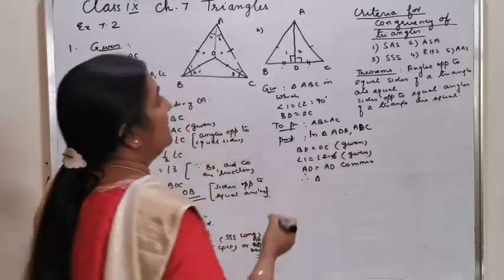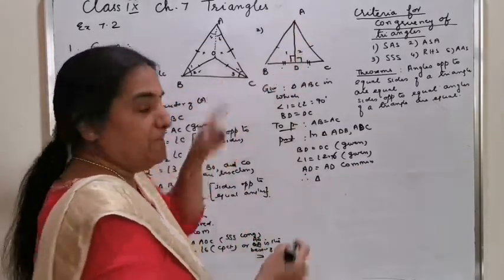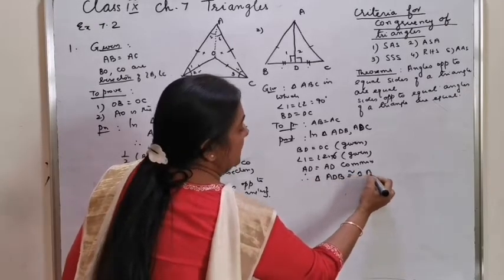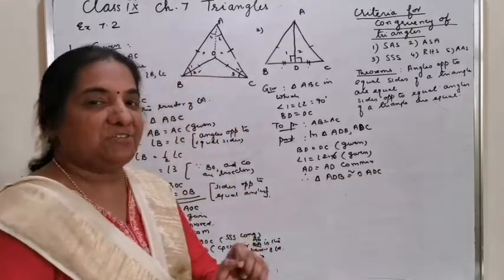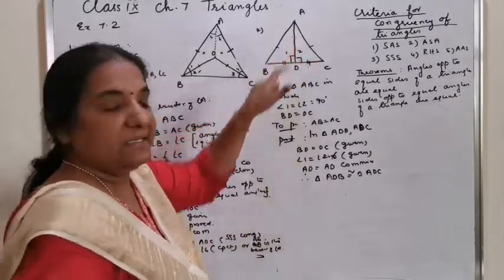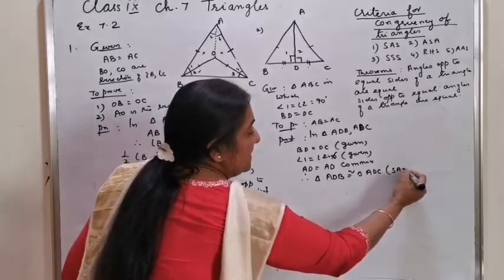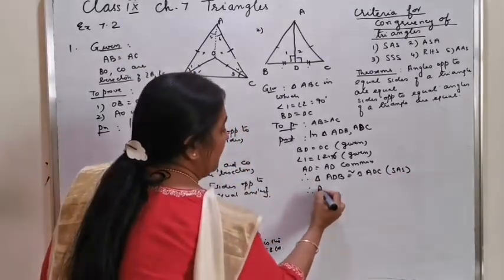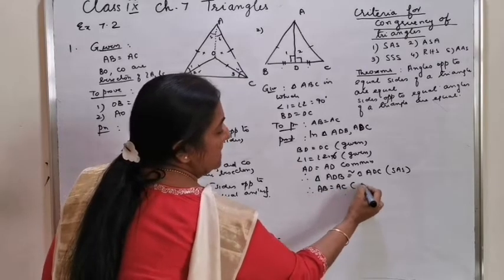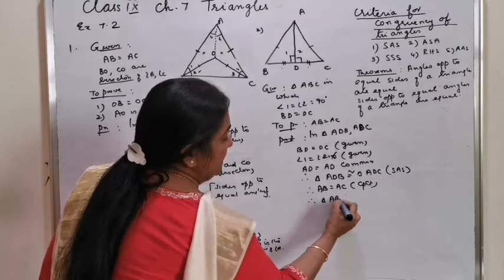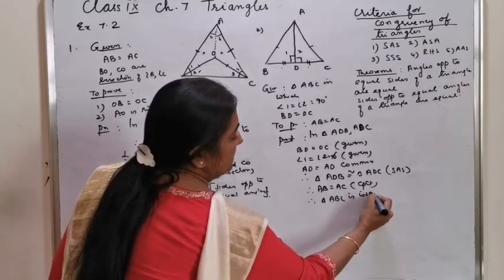Therefore, triangle ADB is congruent to triangle ADC. Take one triangle and check side, angle, side. That means by SAS congruence. Therefore, AB equal to AC as CPCT and triangle ABC is isosceles.